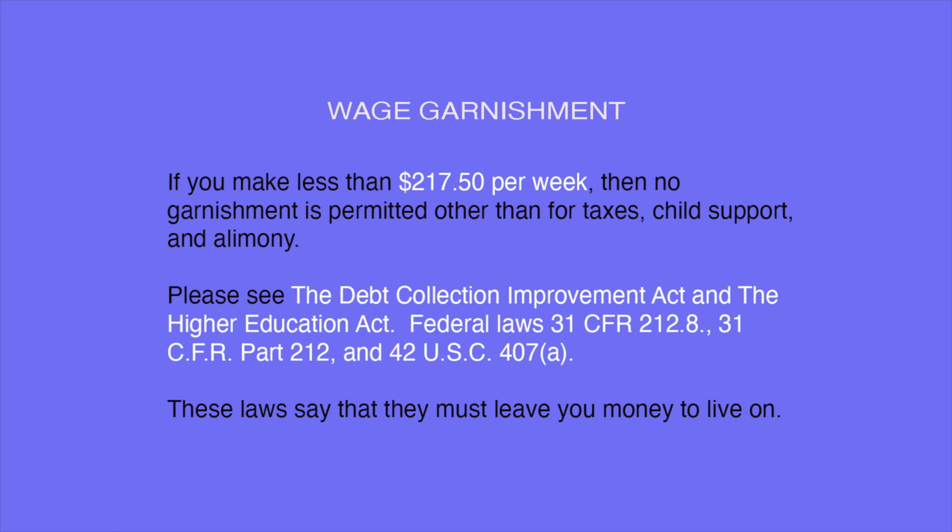If you make less than $217.50 per week, then no garnishment is permitted, other than for taxes, child support, and alimony. Please see the Debt Collection Improvement Act and the Higher Education Act, Federal Laws 31 CFR 212.8, 31 CFR Part 212, or 42 USC 407A. These laws say that they must leave you money to live on.